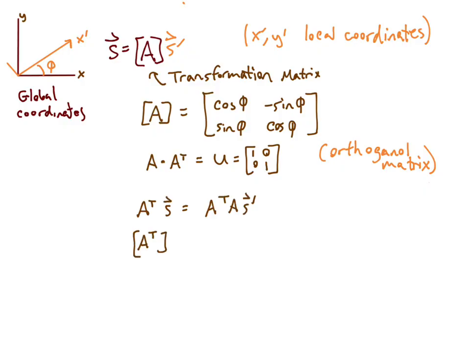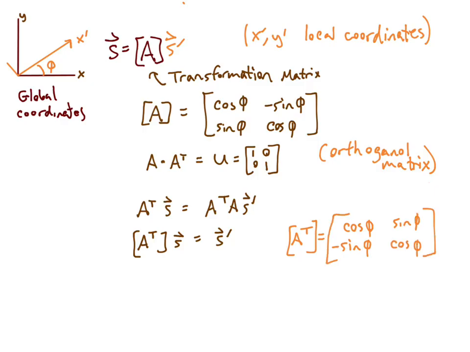But what that means is that we can take that A transpose matrix, multiply it on both sides, and we end up seeing that our A transpose times our global coordinates gives us our local coordinates. So our transformation matrix will let us go from local coordinates to global coordinates, and global coordinates, when we take the transpose, to local coordinates.